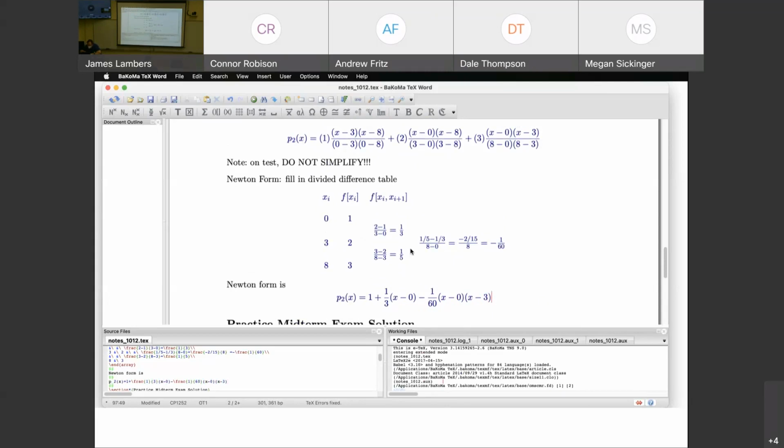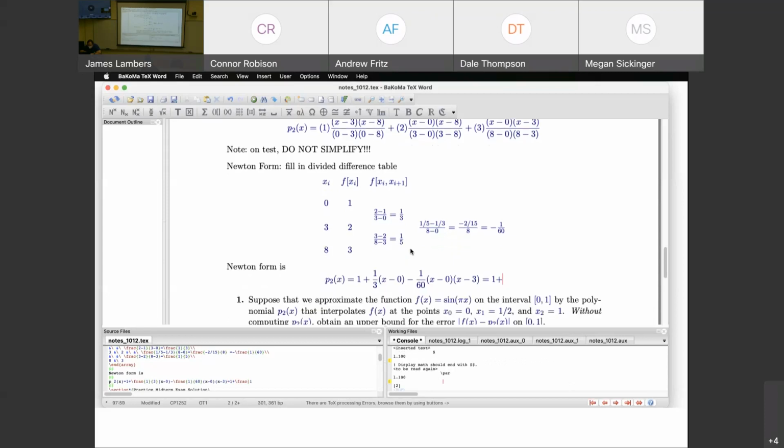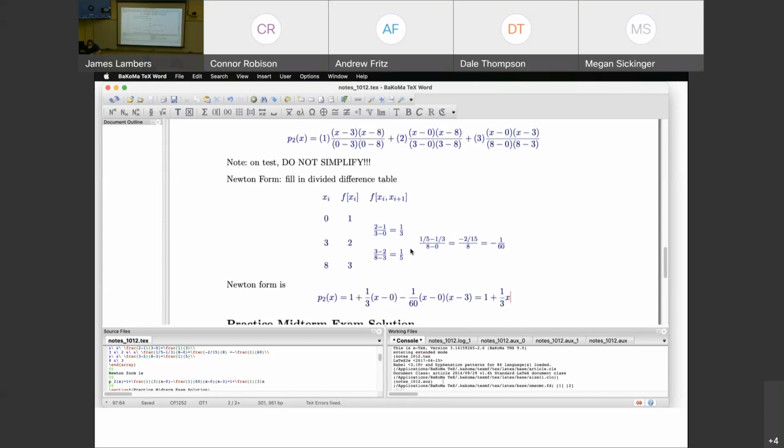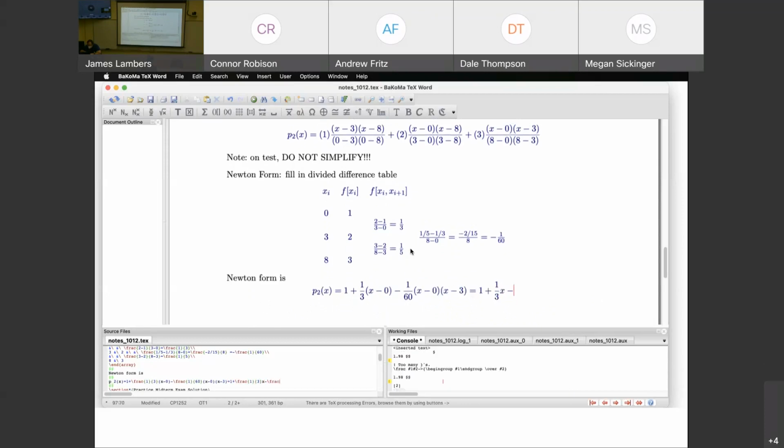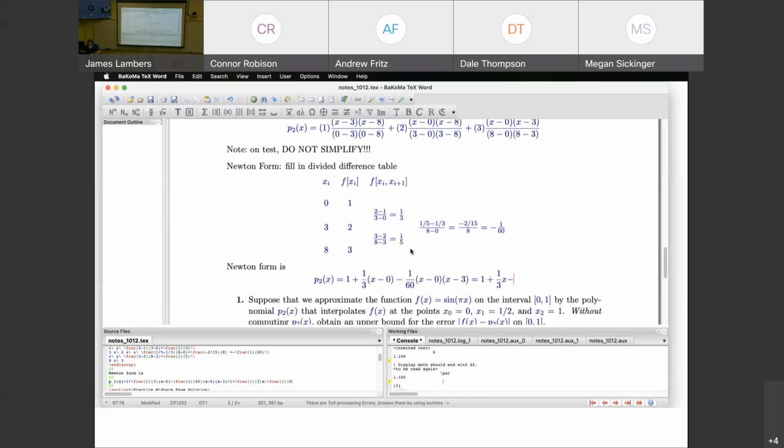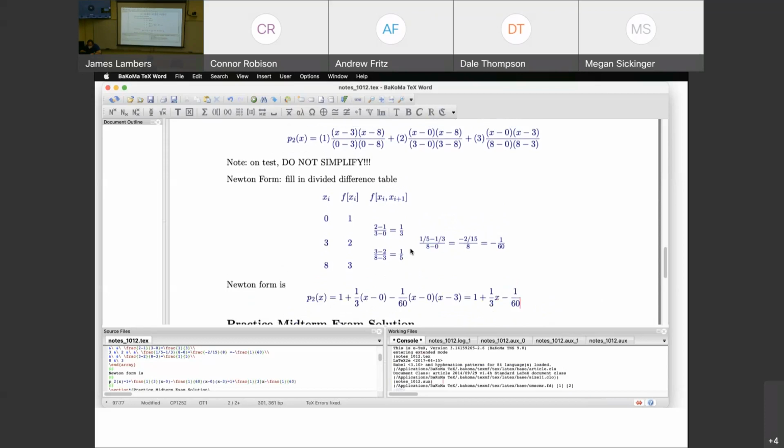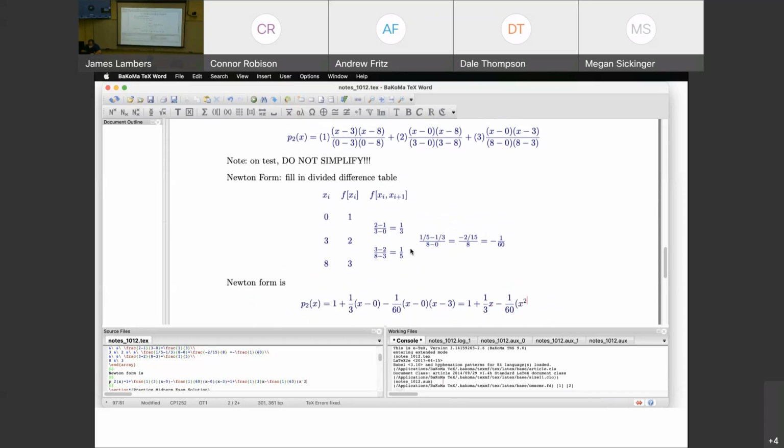All right. And again, no need to simplify, I'm just doing it because. It's going to be x squared minus 3x. Okay.